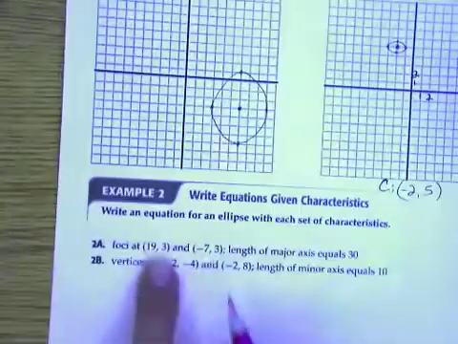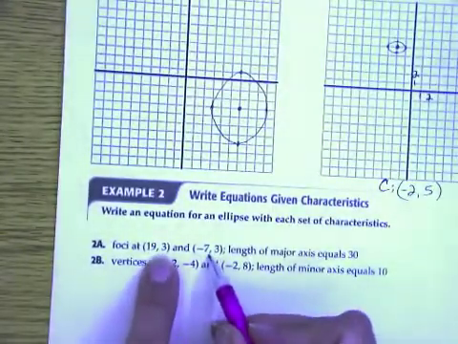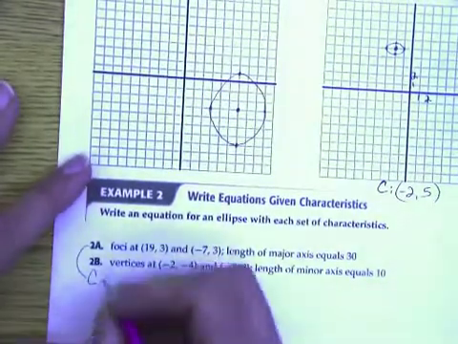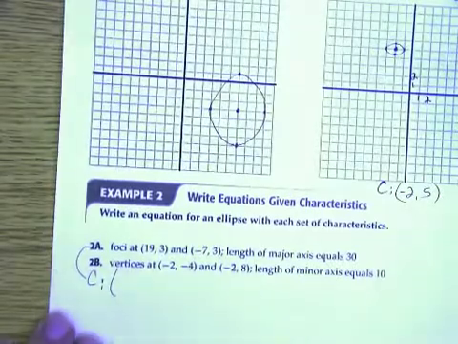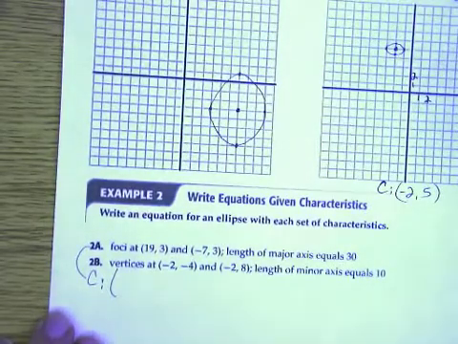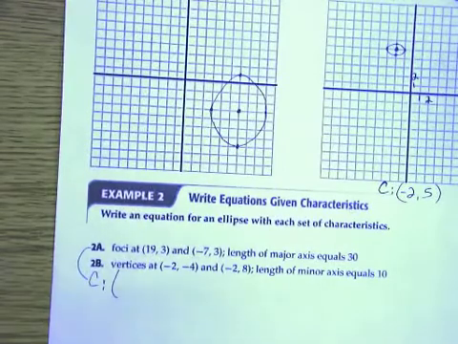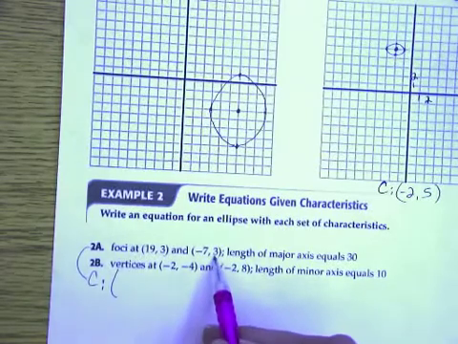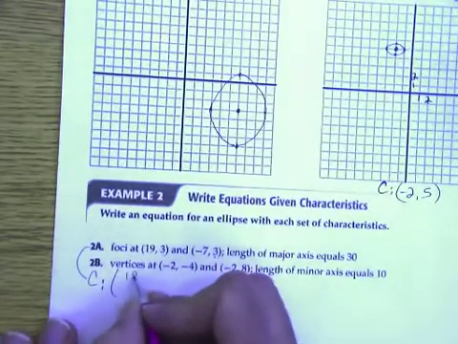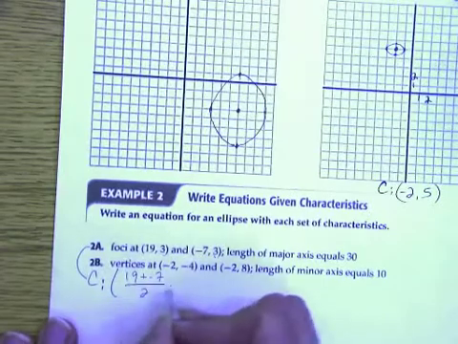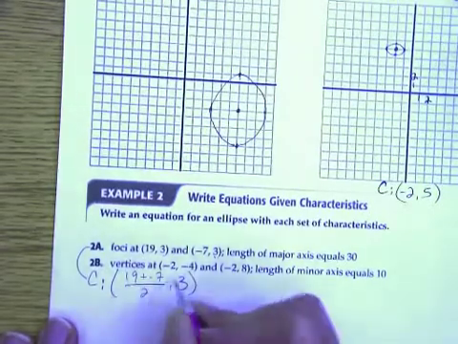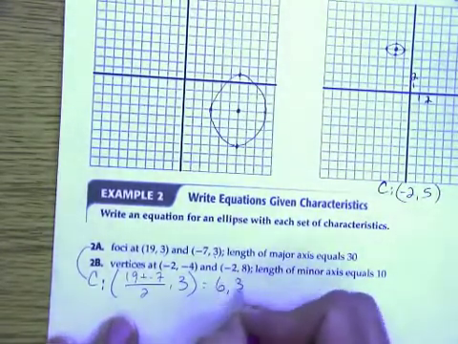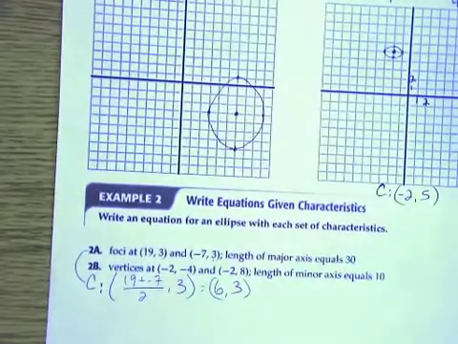So, first thing I'm going to do is find the midpoint of the segment connecting the foci, because that is my center. And remember from way back in geometry that you find the midpoint of a segment by averaging the x's and averaging the y's. Notice that the y's are the same, so we know what the y coordinate is. We know that it's going to be 3, but we're doing 19 plus negative 7 over 2, comma 3. So 19 plus negative 7 is 12. 12 divided by 2 is 6. So my center is 6 comma 3.